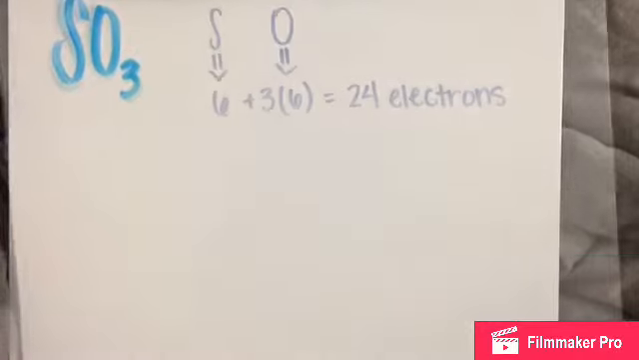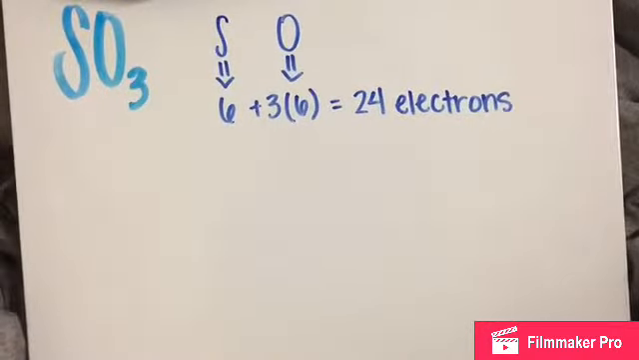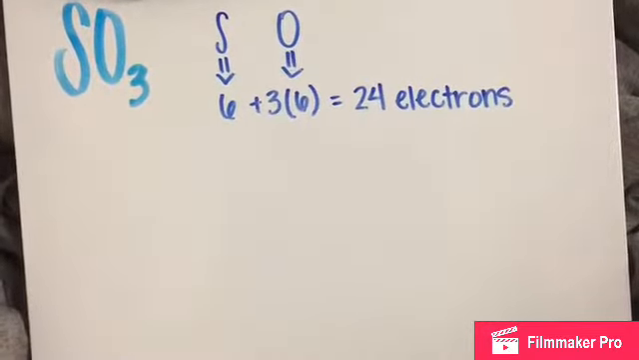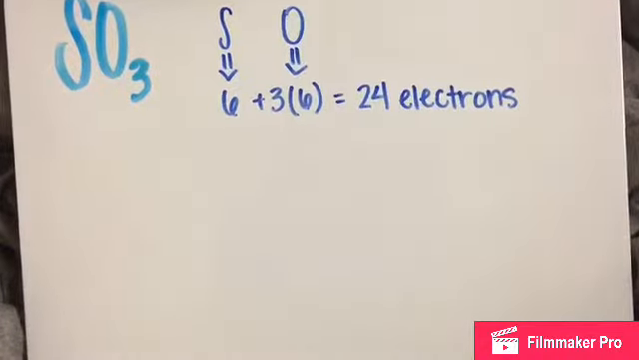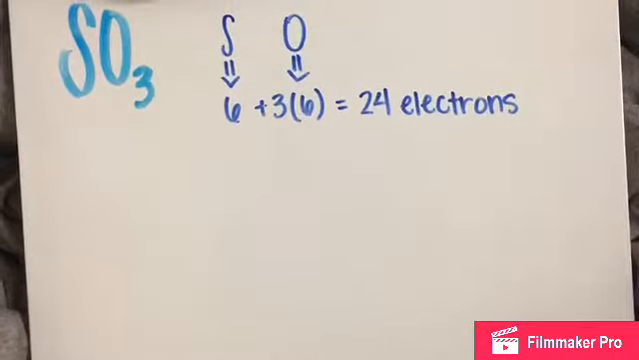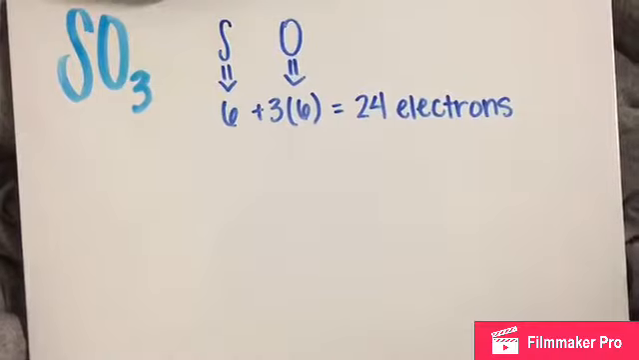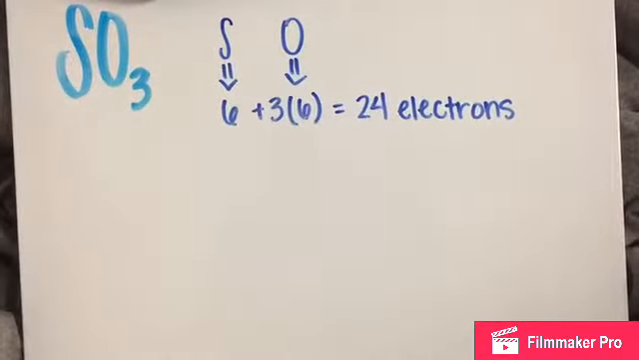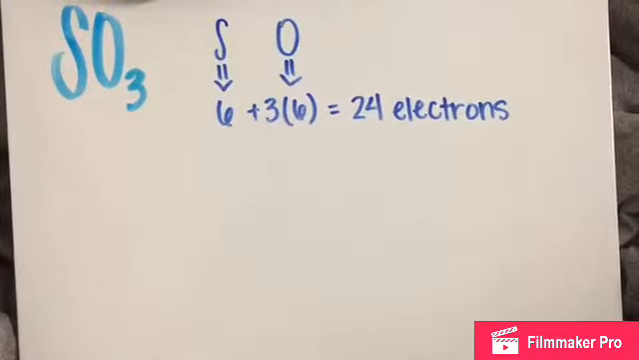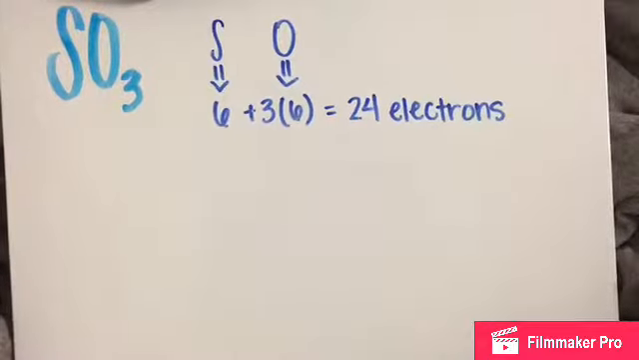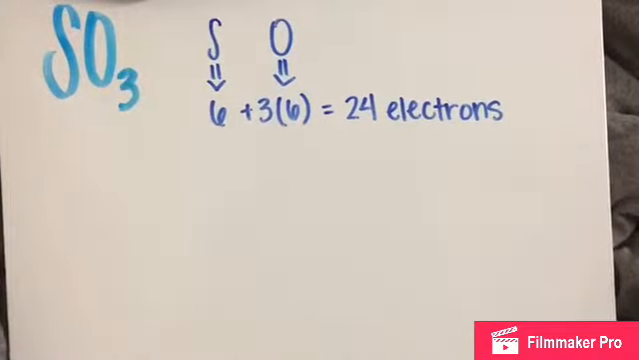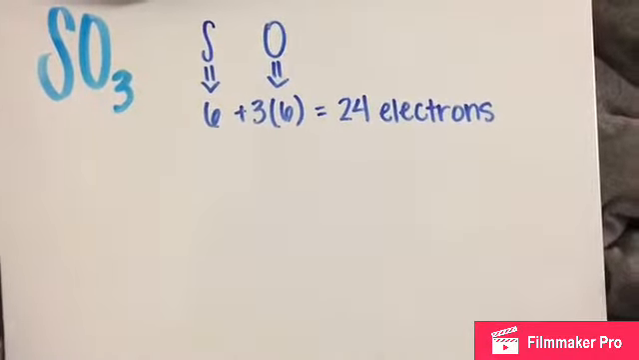Now let's take a look at the SO3 molecule. So first we will draw the Lewis structure, but before we begin drawing the Lewis structure, we must determine how many electrons will go into the structure. So, we can find the amount of electrons by adding all the valence electrons of each atom in the molecule.